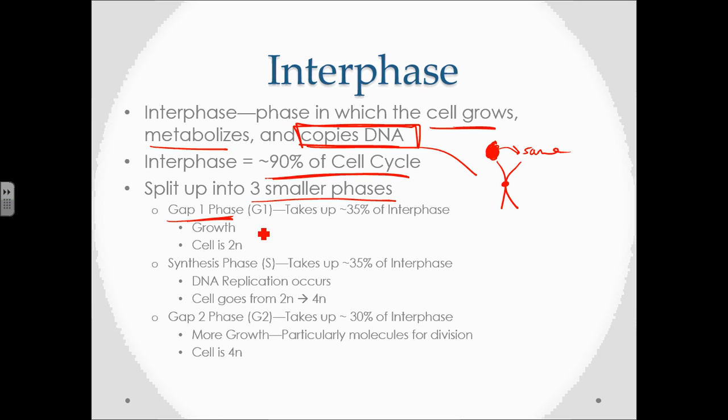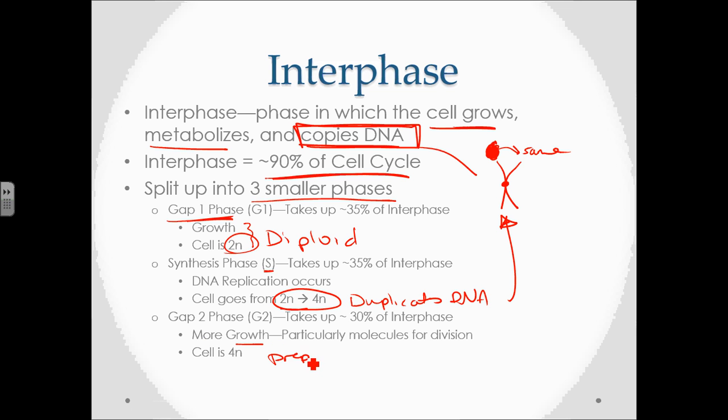Gap 1 is basically where the cell is just growing. This is where it's still diploid. And then the synthesis phase, S, is about 35% of the entire interphase. So this is where it duplicates that DNA. Okay. And then gap 2 is just more growth, particularly getting ready for division, preparing for division. And there's still 4n so that they can divide later.